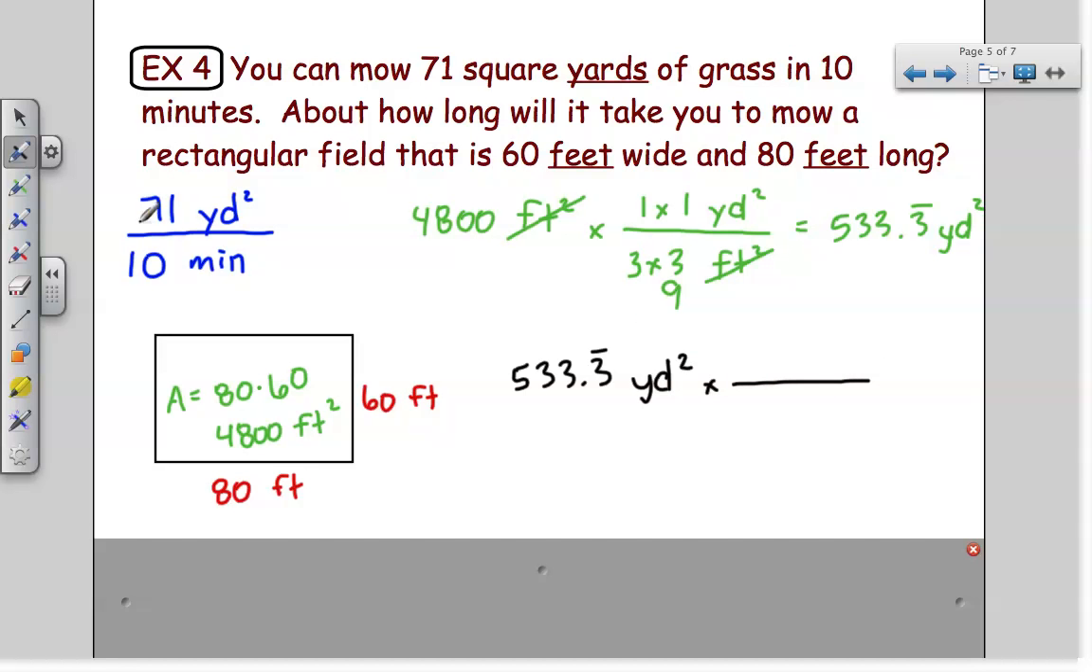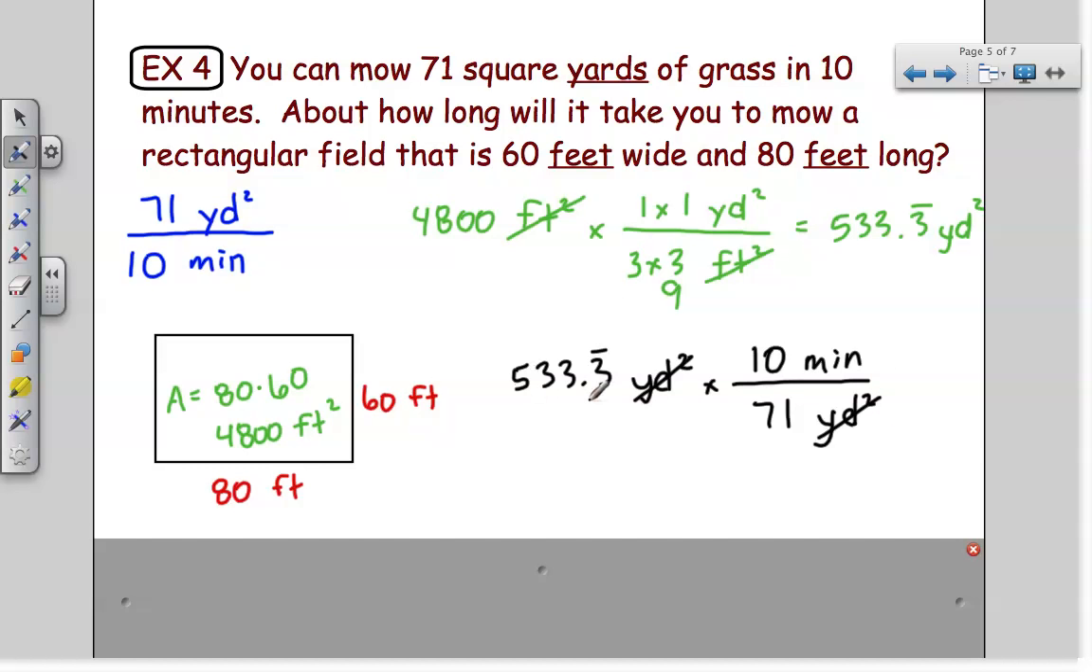I'm going to multiply by another conversion. Remember how 71 square yards get done in 10 minutes? I want to know how many minutes. I want yards to cancel, so yards was on top. I'm going to put the yards squared, I'm actually going to flip the way I wrote this. I'm going to put this on bottom, so my yards squared will go away, and I'll have my minutes on top. Now there were 10 minutes taken to do 71 square yards, so I'll write it this way.